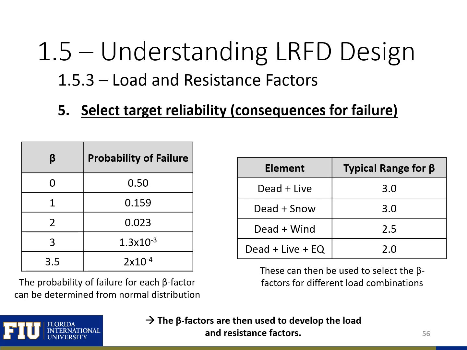Our safety index, or beta, is going to give us some insight on the probability of failure. A beta of 0 means that we have a 0.5 probability of failure. As our beta increases, our probability of failure decreases. We can then assign a beta factor to different load combinations, and we can also assign a beta factor to different member variabilities. And we can do this to develop our load and resistance factors, which we'll do next.